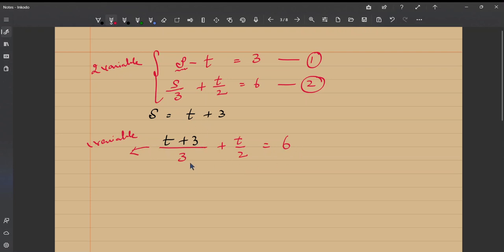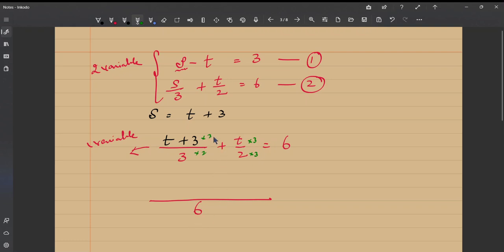Now, let us solve from here. Since t plus 3 by 3 and t by 2 are of two different denominators, we will have to find the least common denominator, which happens to be 6. 3 into 2 is 6 and 2 into 3 is 6. So, this has to be multiplied by 2, both numerator and denominator, so that 3 becomes 6, and this side it has to be multiplied by 3.